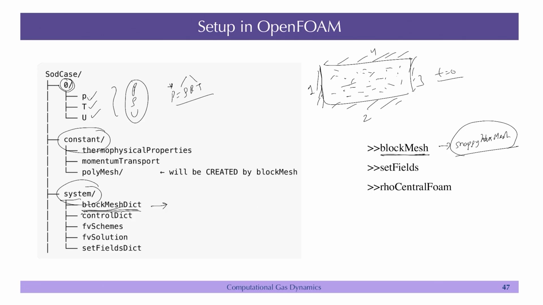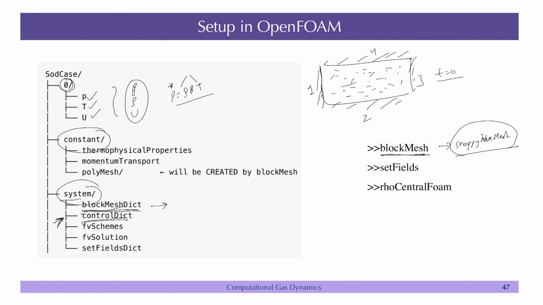And then you will have controlDict. This is a very important file, where you will specify what solver you are using, what delta t you are using, whether you are calculating it based on CFL or keeping it fixed, when you want to save the files, and what file format you want to save in. All these things will be specified here.